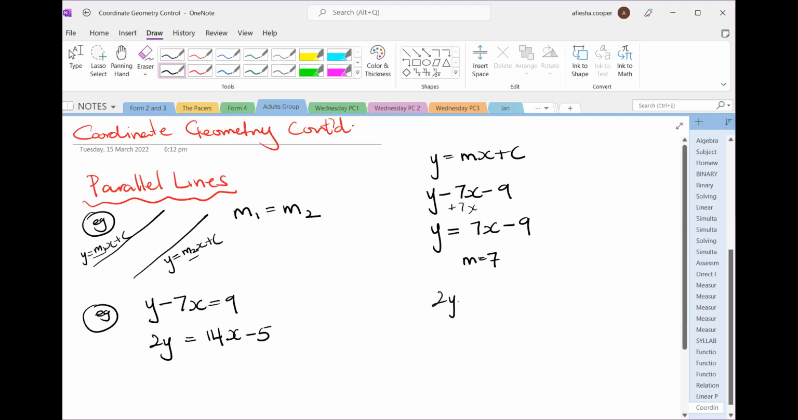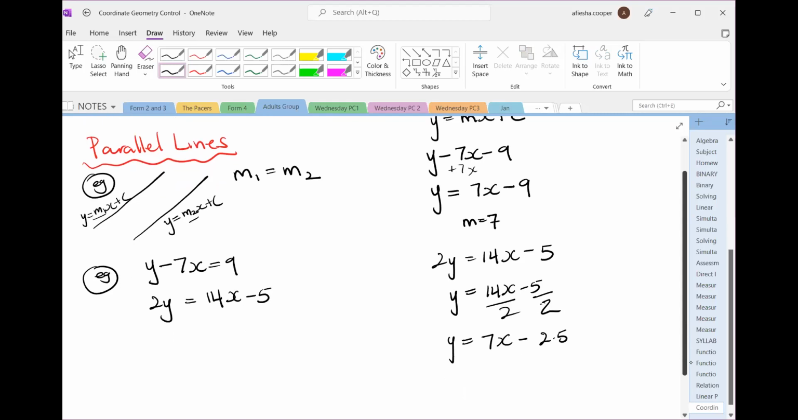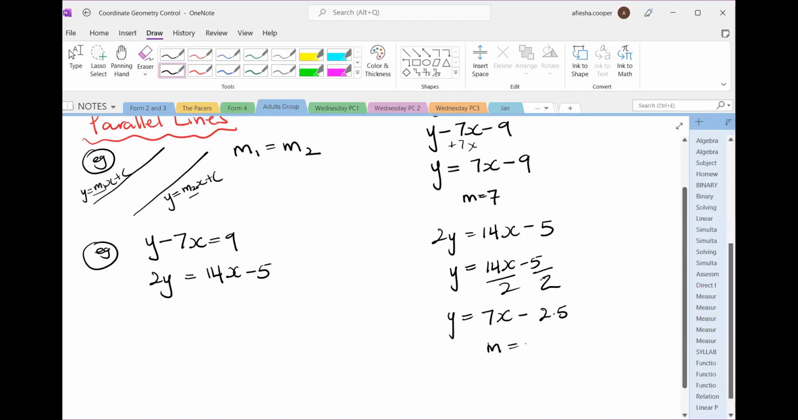Now let's do the other line. 2y is equal to 14x minus 5. So this is 2y, so we can divide the equation by 2. So this will be 14x minus 5 all over 2. And we could break it down: 14 over 2, and 5 over 2. Remember, you have to divide it by each term. So 14 divided by 2 is 7x minus 2.5, or 5 over 2, anyone is fine. And we see that m is also 7 here. Therefore, our two lines are parallel.